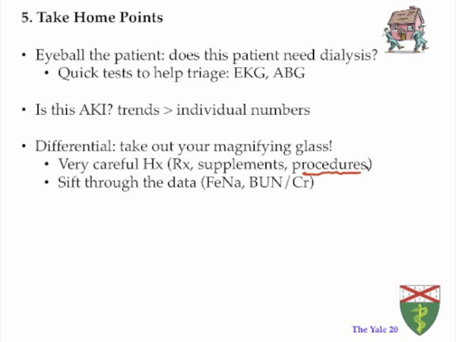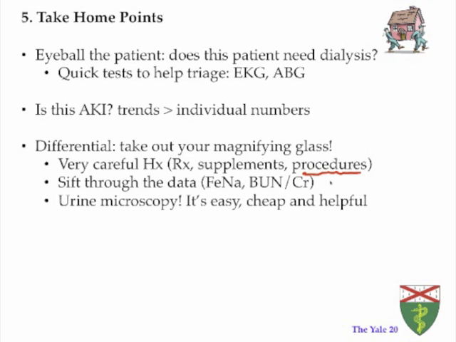Next, we want to sift through the data. This includes their fractional excreted sodium and their BUN to creatinine ratios, although, once again, those aren't always consistent. One thing that can be really helpful instead is the urine microscopy. It's cheap and it's really, really helpful. You saw those likelihood ratios. Next, we want to think about our treatment. Emergencies first, so that's whether they need hemodialysis, and then it's also some of those acute changes and acute treatments that we can make specific to each diagnosis.